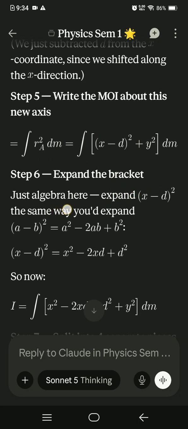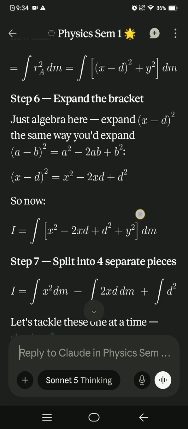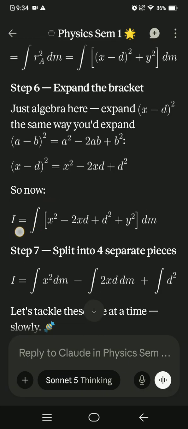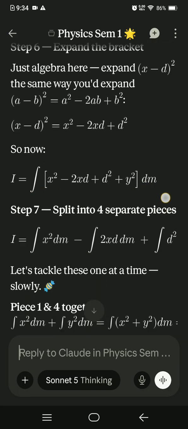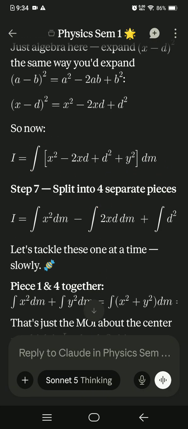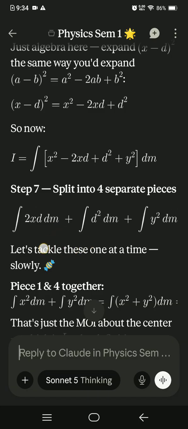Expand the bracket. Just algebra here. Expand x minus d, the whole square, the same way you'd expand these identities. So using the identity, we can expand this thing. So now the moment of inertia equals this. Split into 4 separate pieces for 4 terms.